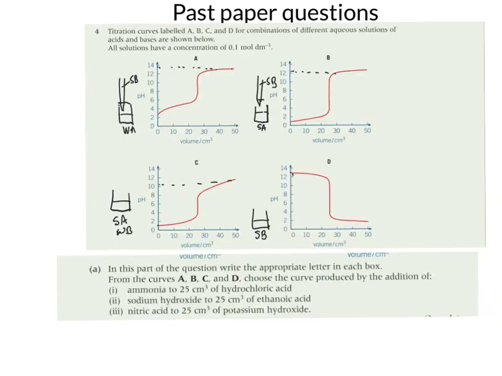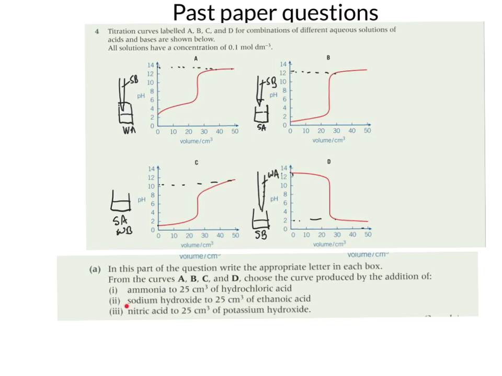Let's look at the question. So the question says, from the curves, choose a curve produced by the addition of ammonia to hydrochloric acid. So it must be one of the curves where a strong acid, which is hydrochloric acid, is in the beaker, and ammonia is a weak base. So that has to be curve C, strong acid, weak base.